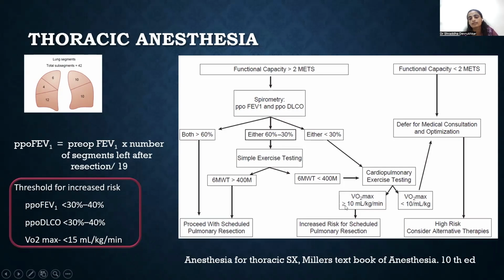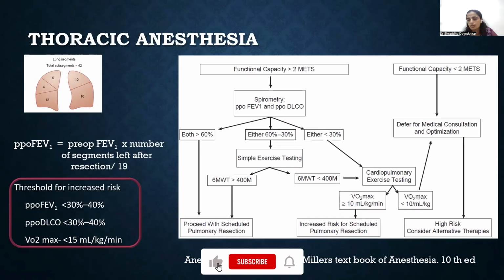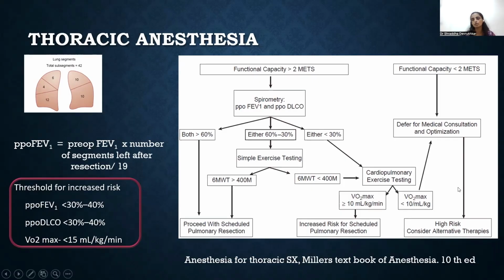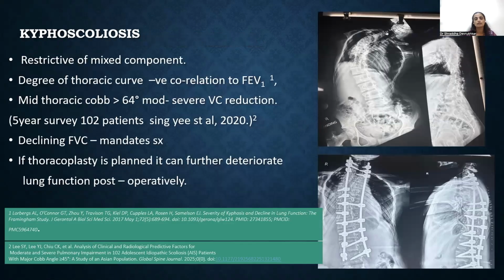If the VO2 max is more than or equal to 10 ml per kg per minute, there is increased risk of scheduled pulmonary resection, and some alternatives have to be considered. So we have to inform the patient about it. And if it is less than 10, it is high risk, and probably you cannot do a pneumonectomy, and you have to do something else for this patient, or you have to explain it to the relatives. So that is very important.